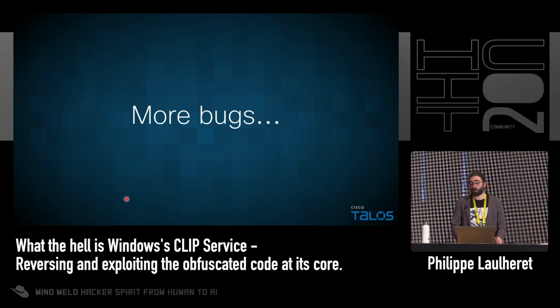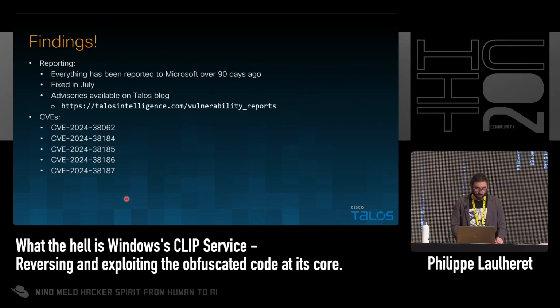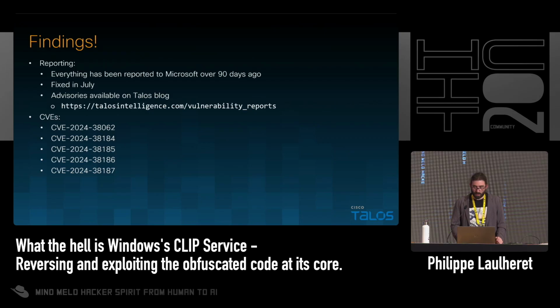After that, we had more bugs that we reported to Microsoft, but mostly they were all the same vein of you're dereferencing fields in that structure that you shouldn't. All of those are out-of-bounds reads, not good. So yeah, we reported all of that to Microsoft over 90 days ago. Most of them were fixed in July. We have a bunch of advisories on our blog, and those are the CVEs that we got for those.